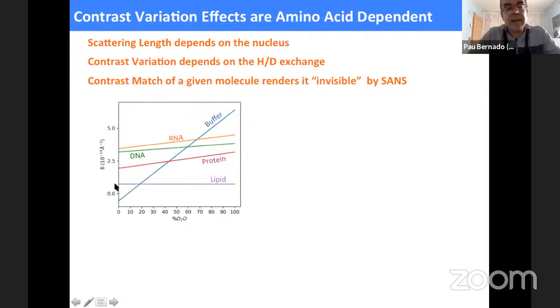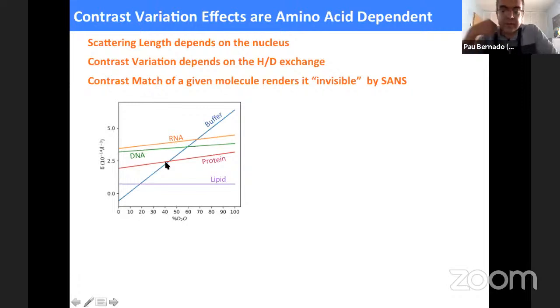And RNA is the same, while lipid, at least the chain, let's say, doesn't have exchangeable protons, so this remains flat. When the contrast of the buffer and the protein, so the scattering length density of the buffer and one of those biomolecules kind of cross, at this point, the molecule becomes invisible.